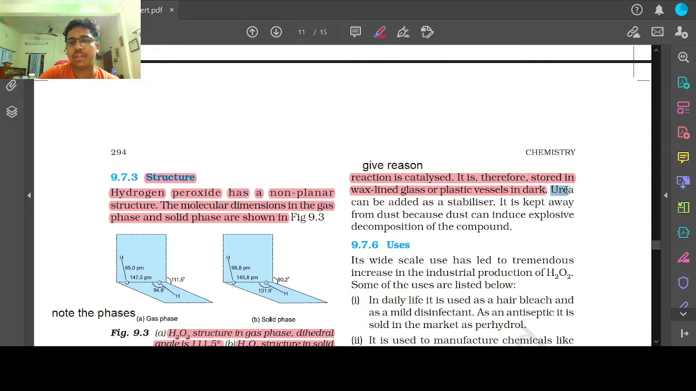Okay, so urea can be added as a stabilizer also. It is kept away from dust because dust can include explosive decomposition of the compound. So, to enhance your answer, you can also write that urea can be added as stabilizers. It is kept away from dust because dust can include explosive decomposition of the compound.